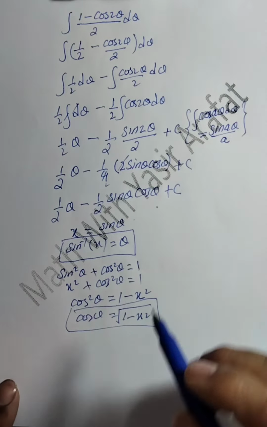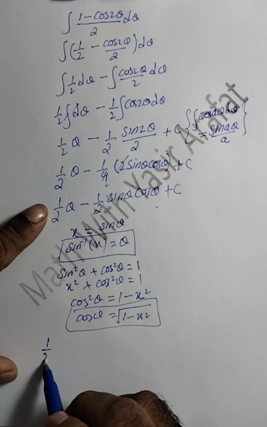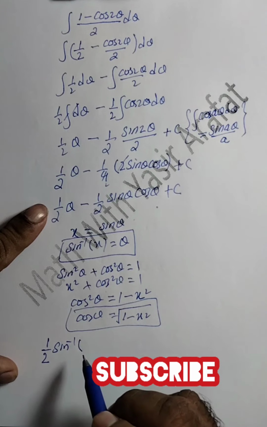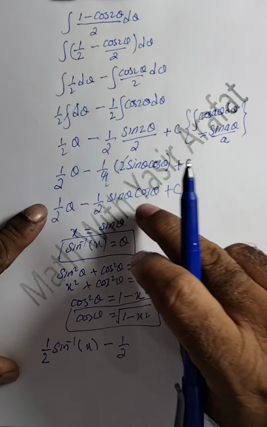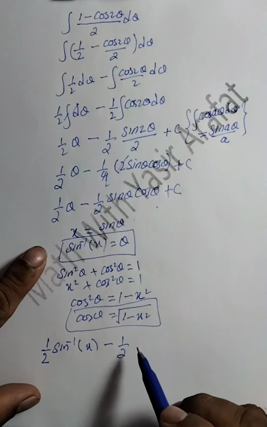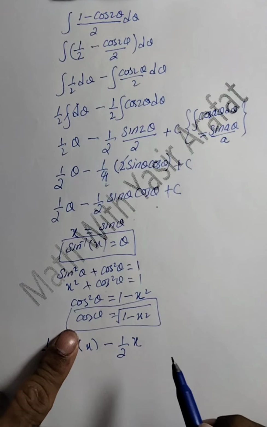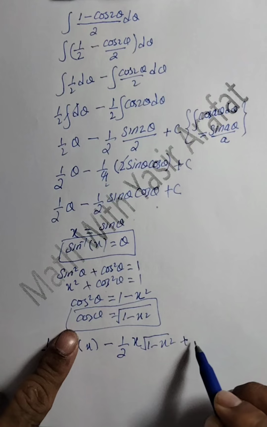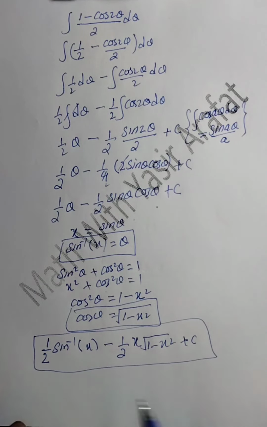So therefore we have a final result here. This is 1 upon 2 times the value of theta, sine inverse x, minus 1 upon 2 times sine theta, whose value is x, times cos theta, whose value is the radical of 1 minus x square, plus c. So this is the answer of this question.